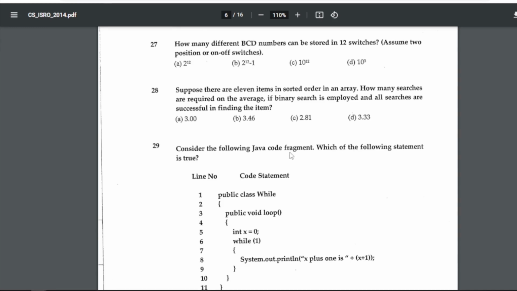How many searches are required on the average if binary search is employed and all searches are successful in finding the item? So for 28, if you solve this, you will get the answer as A, that is 3.0, right? So A will be the answer here.